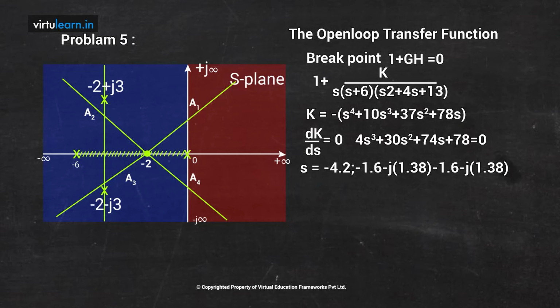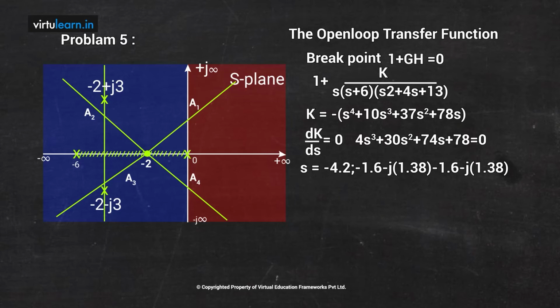First we will take the real pole. The real pole is at minus 4.2. So this minus 4.2 we need to locate in the S plane. We know that from 0 to minus 6 we have root locus area. Therefore minus 4.2 fits into the root locus area. Therefore minus 4.2 is one of the breakpoints, a valid breakpoint.